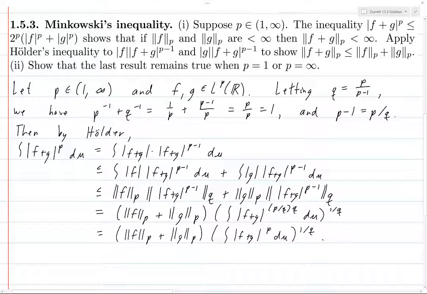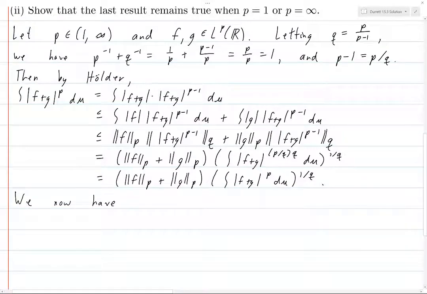Okay, so we have that, and so we now are going to use this fact to write an inequality in terms of f plus g, p. So remember, this is the integral of f plus g to the power of p d mu, to the power of 1 over p. But 1 over p, let's see here, if 1 over p plus 1 over q equals 1, then 1 over p is the same as 1 minus 1 over q.